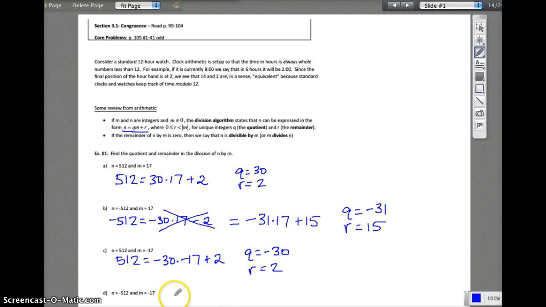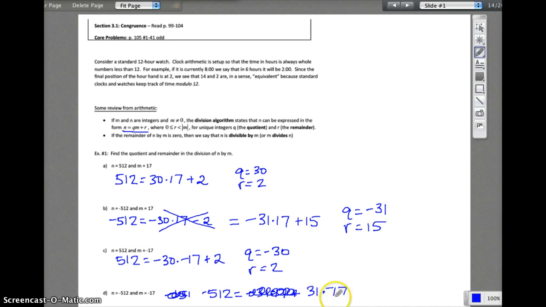So what if they're both negative? This will be similar to what we saw in part B. We have our negative 512. So we're going to need negative 31 times 17. Scratch that, back up a step. So we're going to have positive 31, since our 17 is negative, times negative 17.